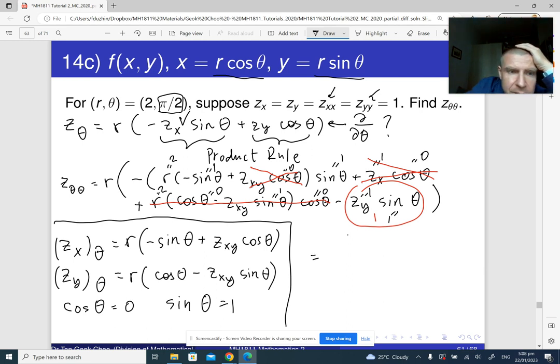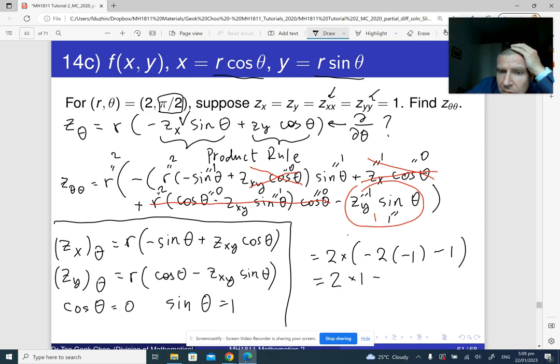So the final result is, this r is 2, so 2 times negative 2 times negative 1, plus 0, and minus 1. So which is, I guess, 2 times 1, which is 2. Okay, so the final answer is just 2. Let me check if it is the same as the model answer, and yes, it is the same as the model answer. So that's how we do this question.